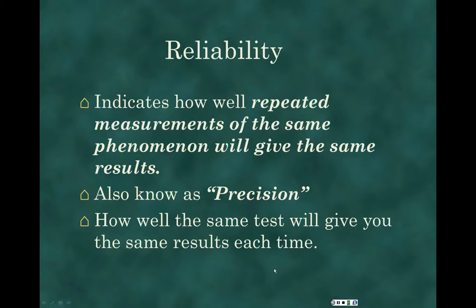So when we think of reliability, we think of a test that indicates how well repeated measures of the same phenomena will give you the same results. We could also call this precision. In other words, how well the same test will give you the same results each time.